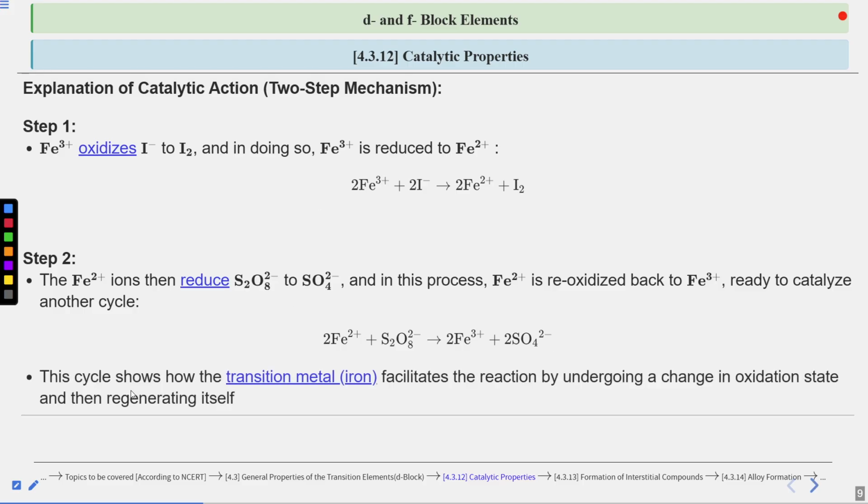This cycle shows how a transition metal, that is iron here, facilitates the reaction by undergoing a change in oxidation state and then regenerating itself. This is what is happening. The iron is participating in the reaction, facilitating it to get the correct product, and also undergoing a change in oxidation state and then regenerating itself.